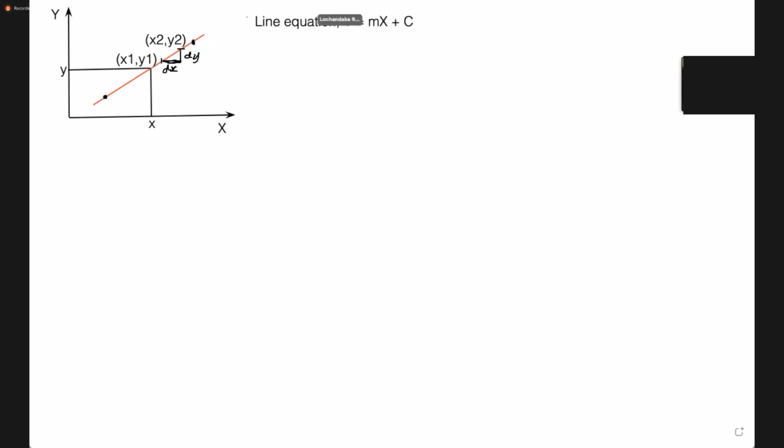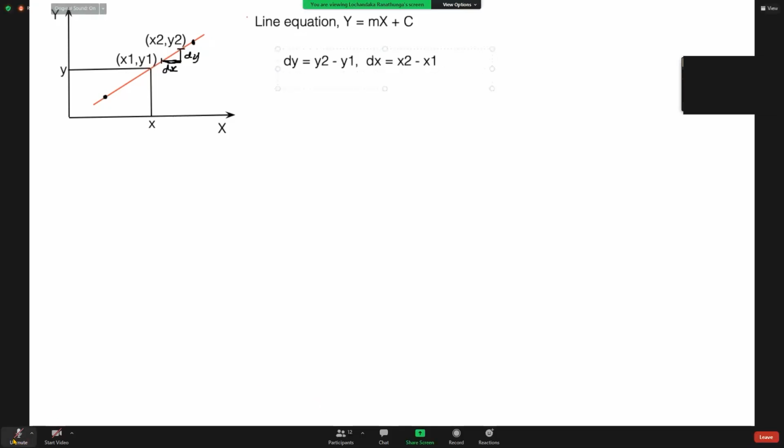Right? Remember these parameters. Now, therefore, we can write dy equals y2 minus y1, and dx equals x2 minus x1. Right? I think it's clear, right? Understood or not? Hello? Is that clear?